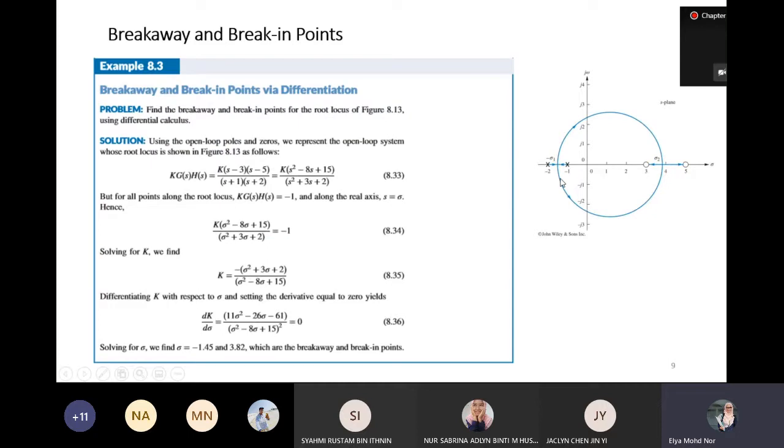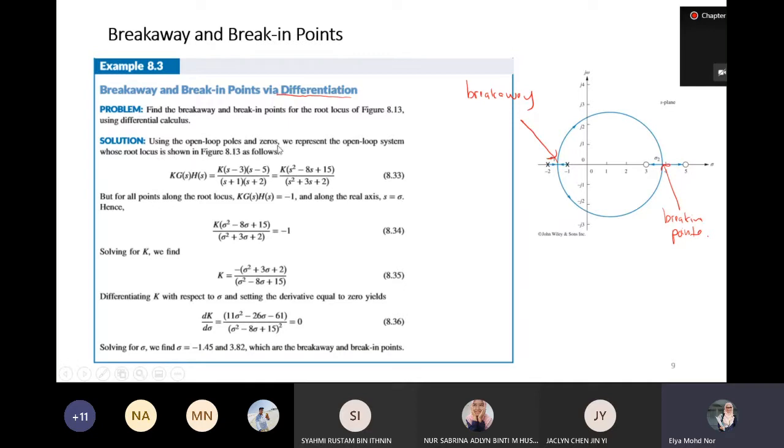Again, I will redraw. So, breakaway. What is the breakaway point and what is the break-in point? There are three methods to find the breakaway and break-in points. Two of the methods use mathematical equations. The first method is differentiation. We can differentiate.